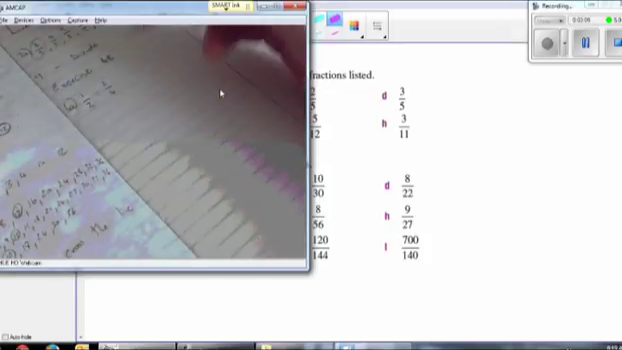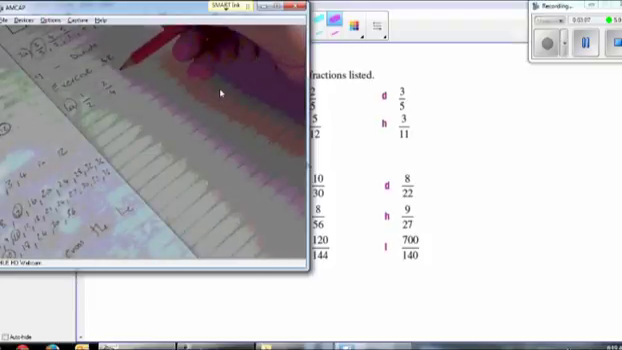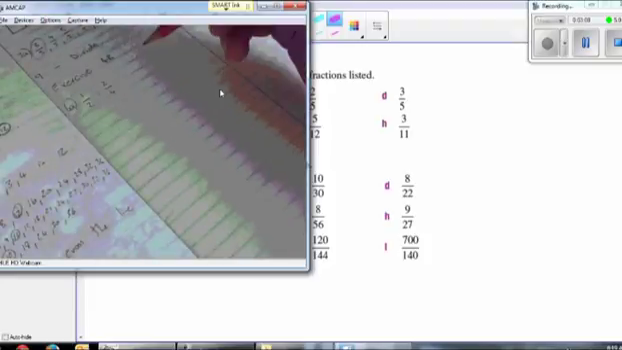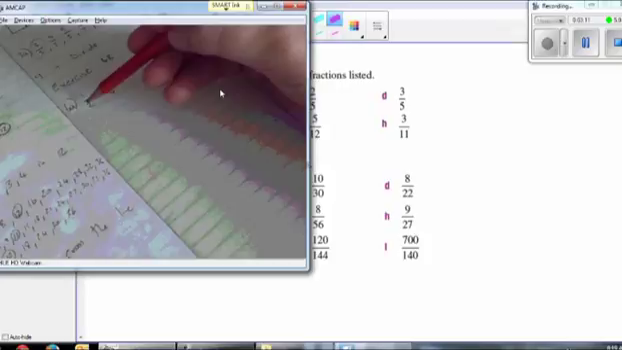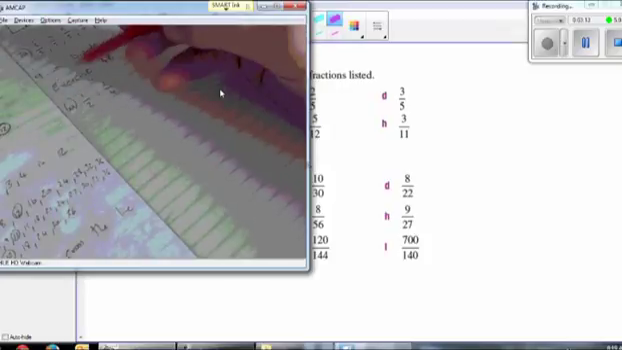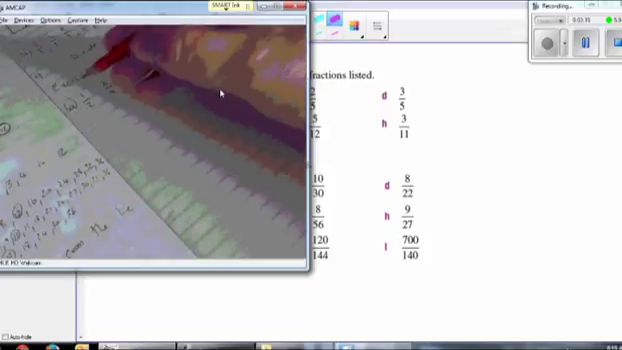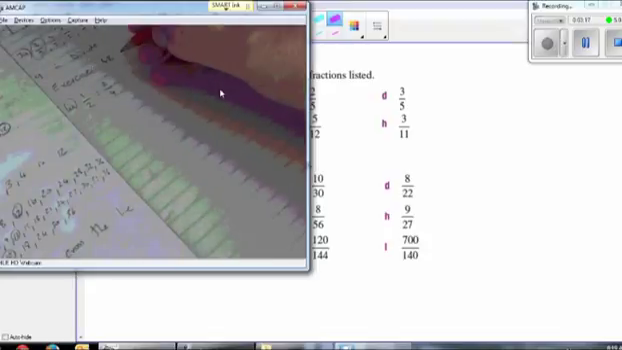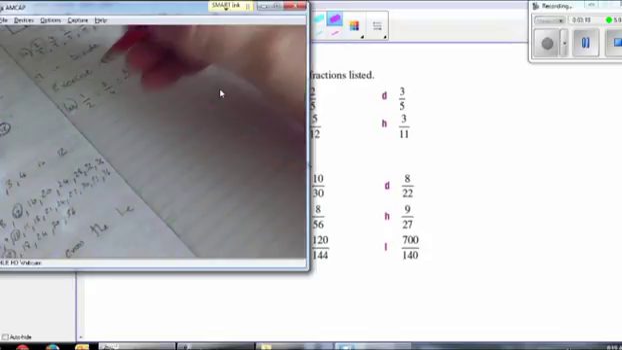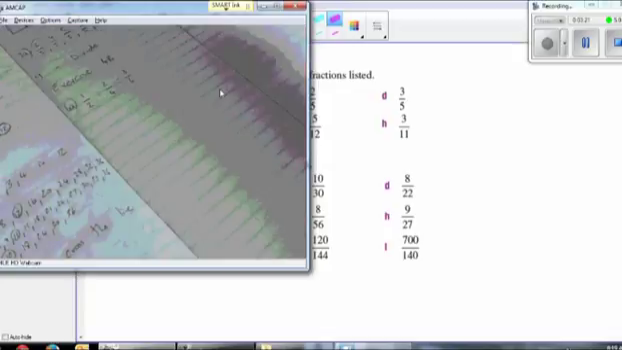Now I could do the same here. I could go 2 times 2 is 4, and 2 times 4 is 8, except I'm going to come back to my original fraction. And I'm going to multiply it by 3 now. So 3 times 1 is 3, and 3 times 2 is 6.